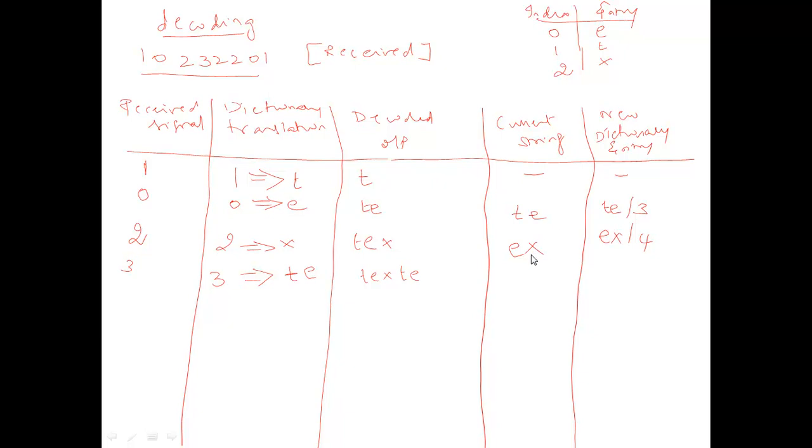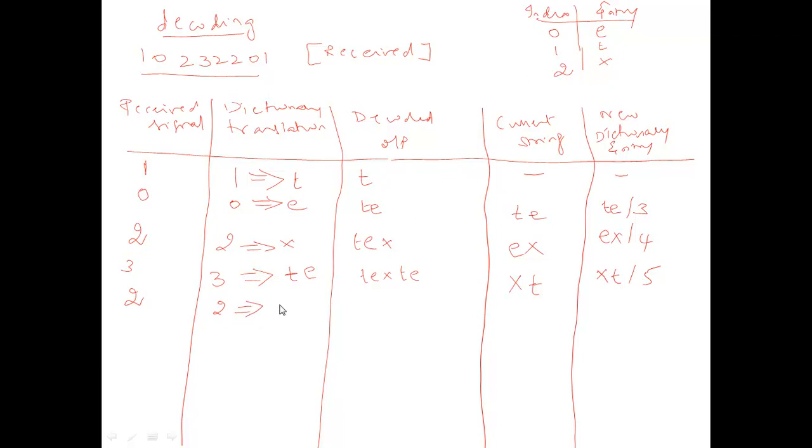What is the current string? Current string is nothing but previous translation X plus the first letter of the present translation, only the first letter, T. So XT is the current string. This XT will come in the dictionary entry 5. Next, decoding is 2. 2 again, it's already there in the dictionary.